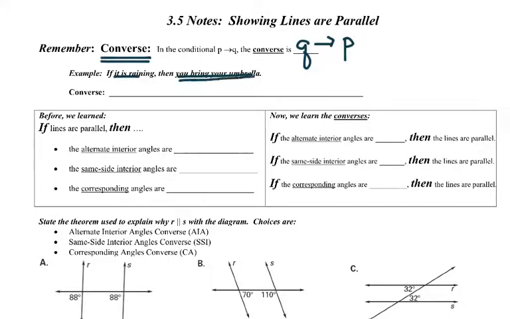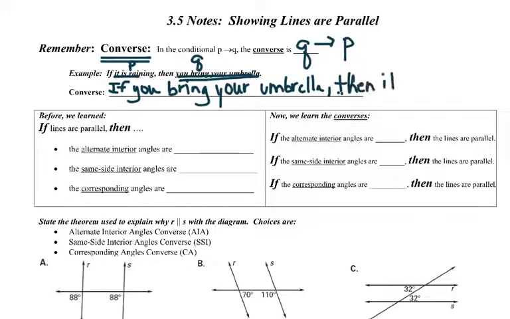Remember these? So we said, like, if it's raining, that was the P, then bring your umbrella was the Q. What would the converse be? If you bring your umbrella, then it's raining. And it's not always true when you switch it around. You won't have to write out anything like that on the quiz, but we're just reminding you converse is switching.